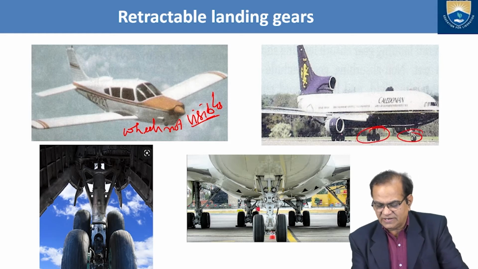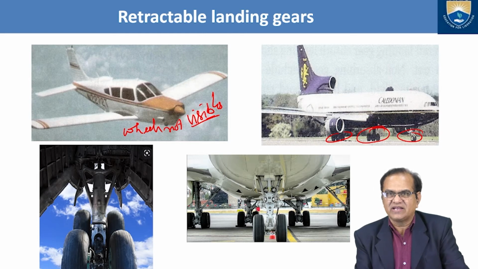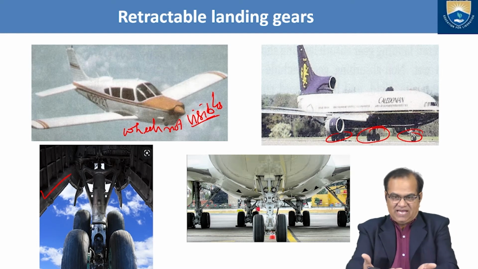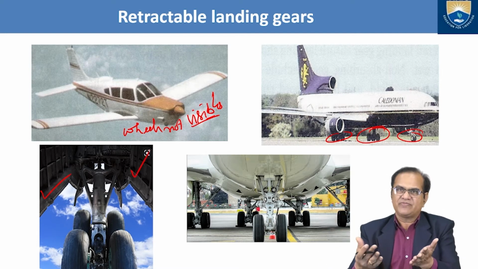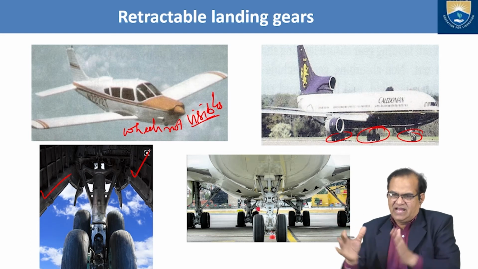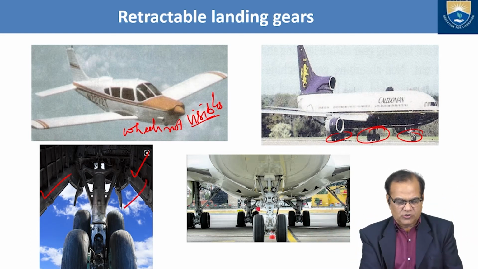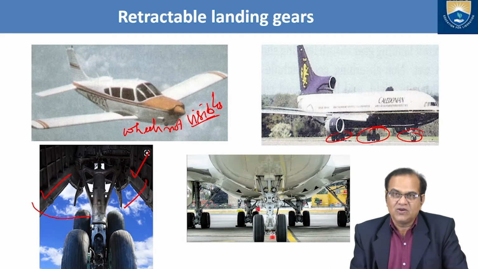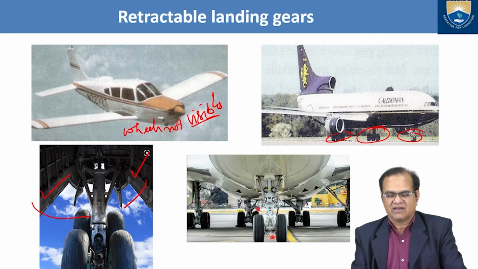Okay, this you can see here. These are inserted inside as and when required. This you can see how they are going inside in this belly like this. In this diagram, they are just entering inside, and these doors will close like this. So you cannot see that there is a wheel inside this. It is a closed compartment.